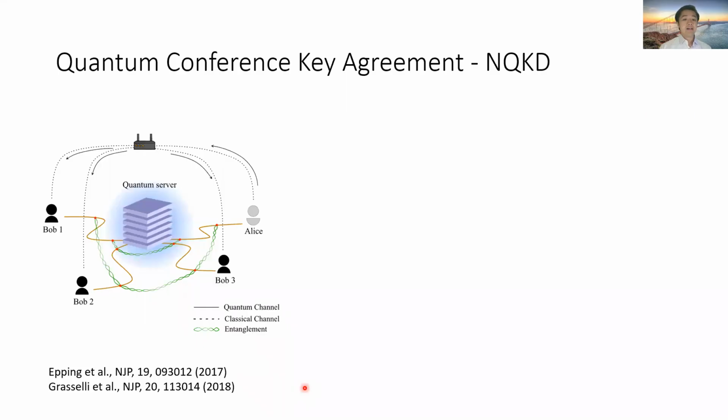Let's now see how one of the recent NQKD proposals works in practice. Here we have a group of four users, Alice, Bob1, Bob2, and Bob3, who wish to establish a conference key. They are connected to a quantum server that distributes multi-party entanglement. So then the question is, how do we use these states to produce a secure conference key?